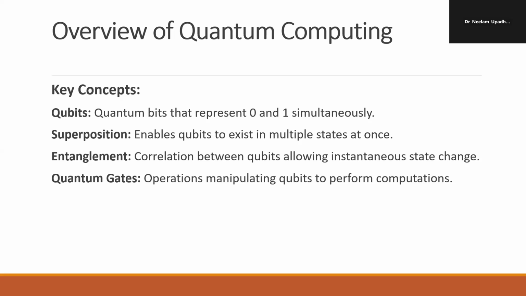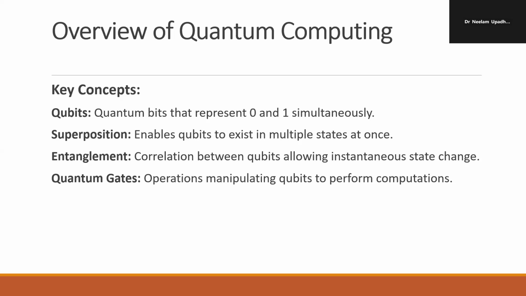It is the operation manipulating qubits to perform the computations. So exactly what is meant by these quantum gates? Already your previous experts also told you about quantum gates. They are analogous to classical logic gates but operate on qubits using unitary operations. Unitary operations mean reversible transformations.